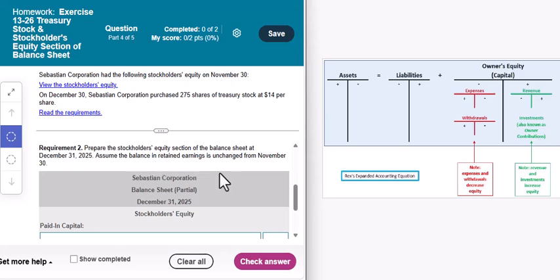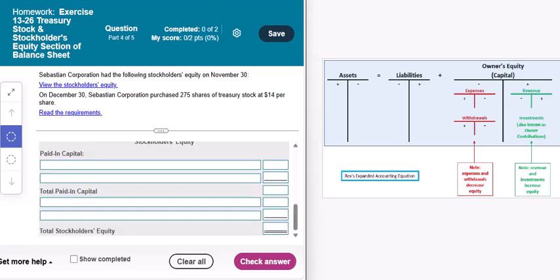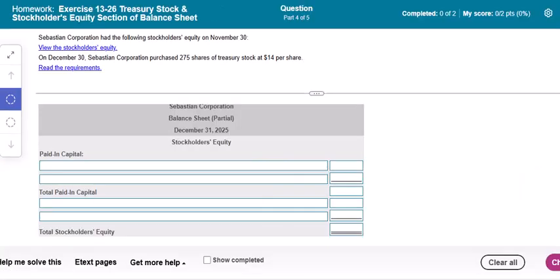Okay, and then for requirement 2, we prepare the stockholders' equity section of the balance sheet at December 31st, 2025. Assume the balance in retained earnings is unchanged from November 30th. We'll scroll down here and open this window all the way, that way we'll have a little bit more room to work with. And then open our stockholders' equity table here.